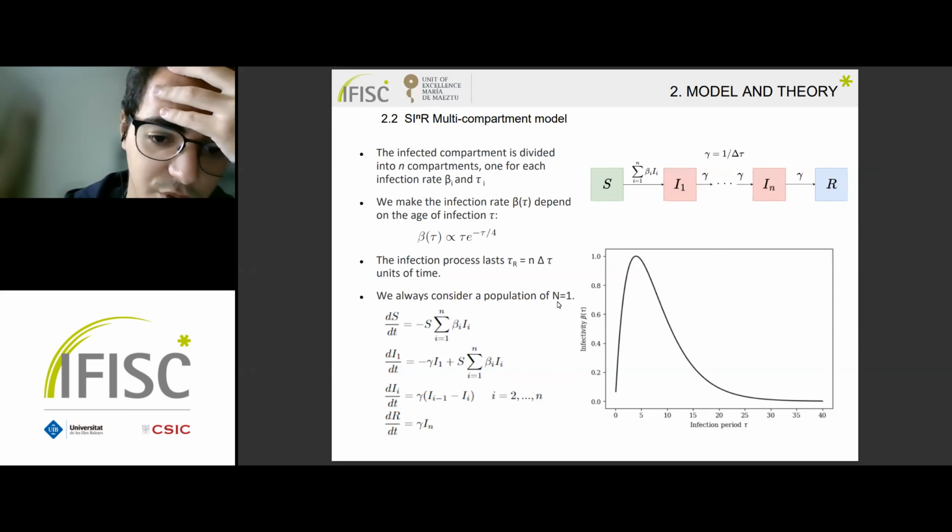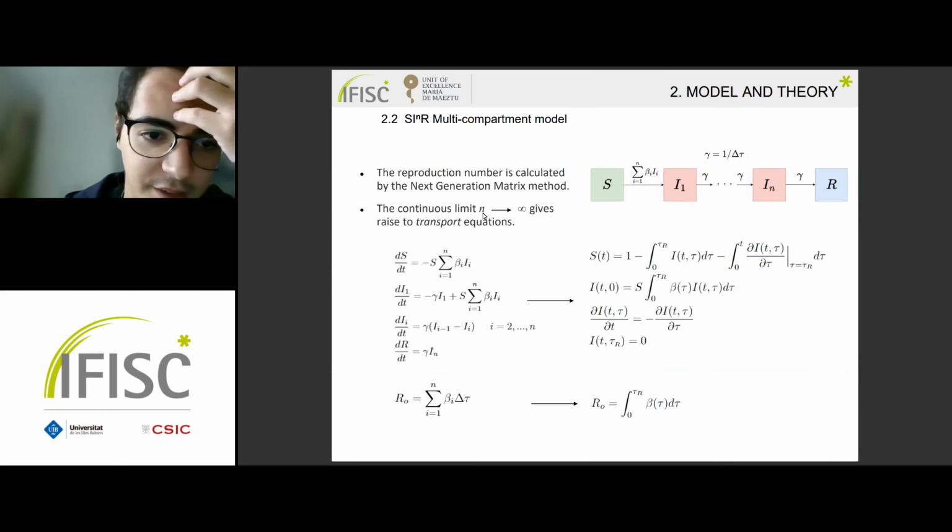And we will use capital N, do not confuse this with the small n, capital N as the total population equal to 1. That's usually done with the iterator. The interesting thing about this model is that we can get a reproduction number through the next generation matrix. We don't have to explain that here, but this is how this method works, and this is the reproduction number for this multi-compartment model.